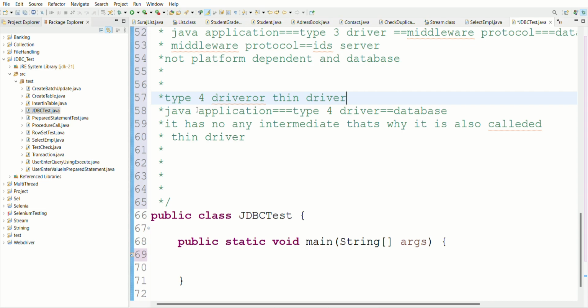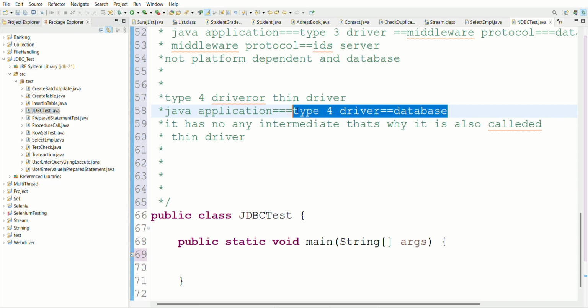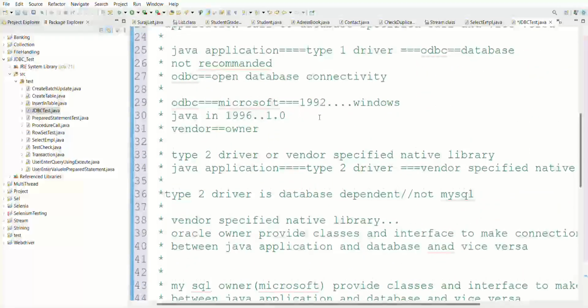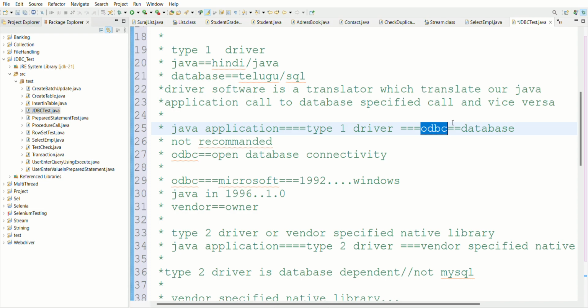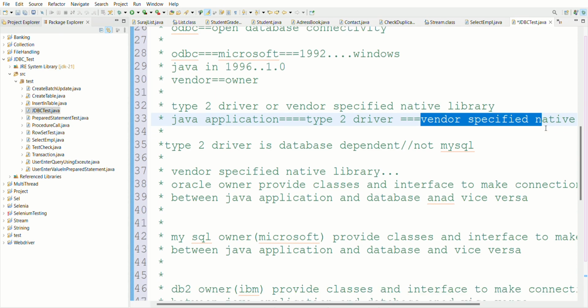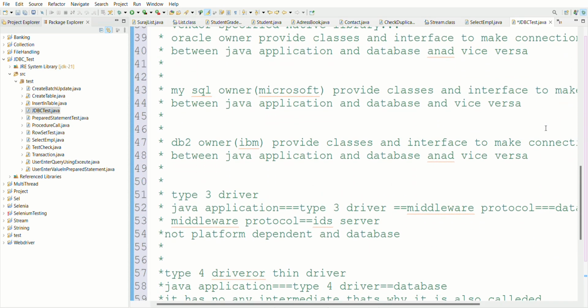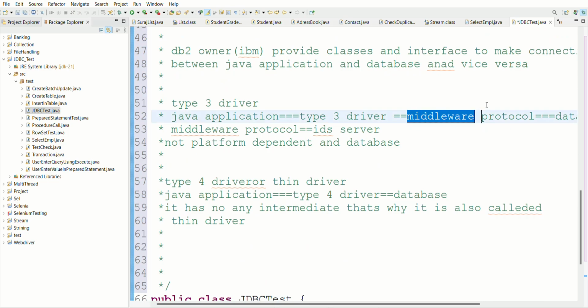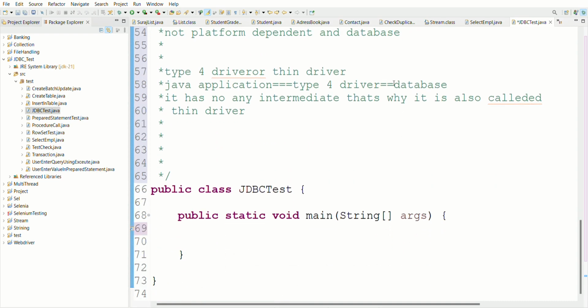The answer is that in the type 4 driver, when Java calls are sent to the type 4 driver, there is no intermediate between the type 4 driver and the database. In type 1, the intermediate is ODBC between the type 1 driver and the database. In type 2, vendor specified libraries are the intermediate. In type 3, middleware protocols are the intermediate. But in type 4, there is no intermediate between the Java application and the database.